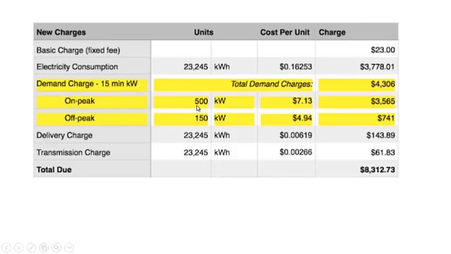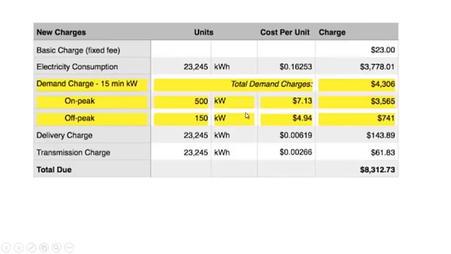So on-peak demand is 500, and its charge is $7.13 per kilowatt, and off-peak demand is 150, and it charges $4.94 per kilowatt. The only difference is that in this bill there are two maximum demands, while in our case there was only one. It varies from country to country. They may have slightly different types of tariffs, but the basic concept is the same.